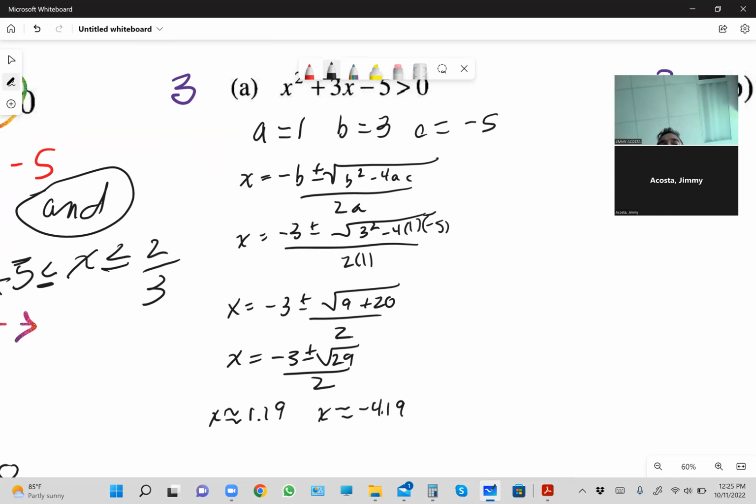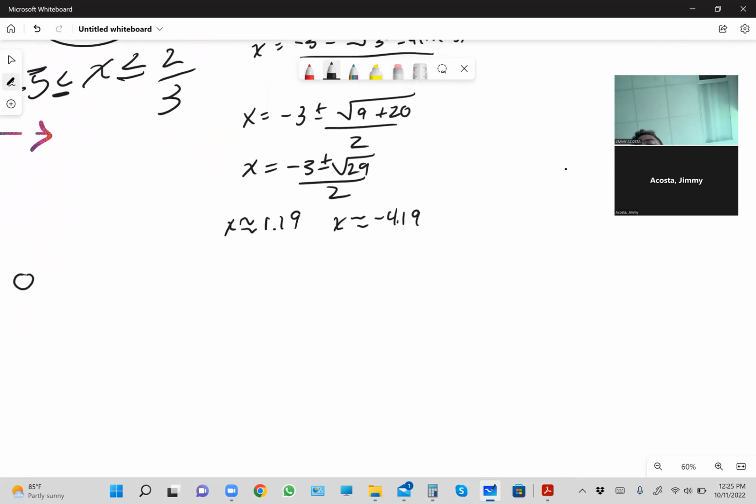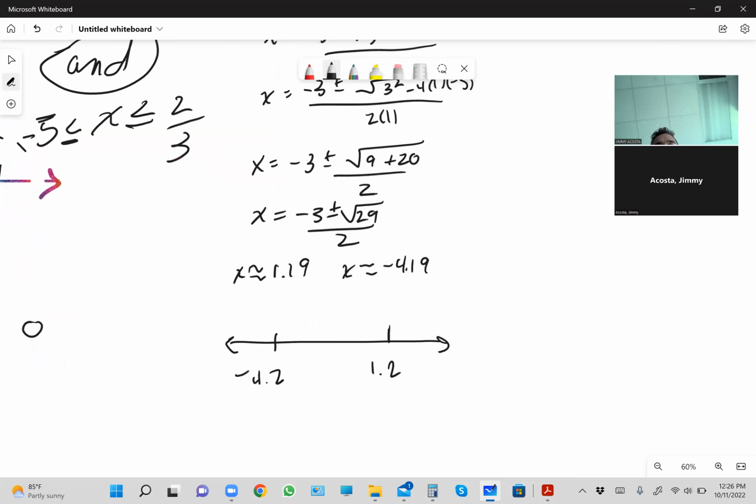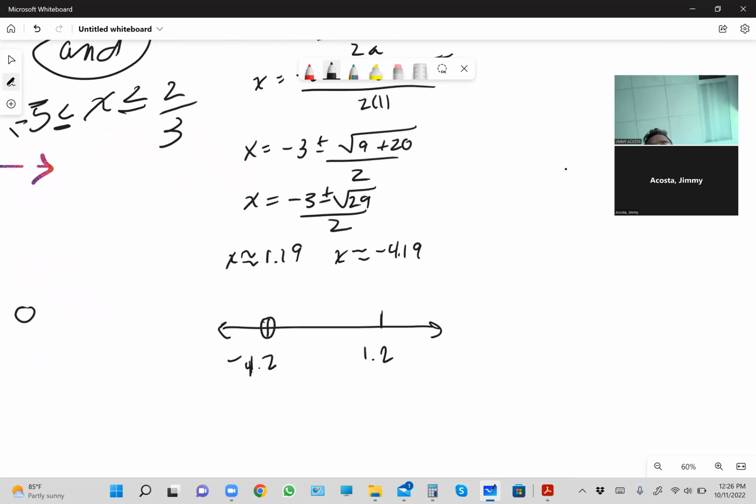Right. So now you got your 2 test points, your 2 critical values. You make your little number line. Here is 1.2 and here is negative 4.2. We go up, we look at it for a second. It's greater than, so that means these guys are open circles, right? In other words, this here is negative 3 plus the square root of 29 divided by 2. And this here is negative 3 minus the square root of 29 divided by 2. Okay.